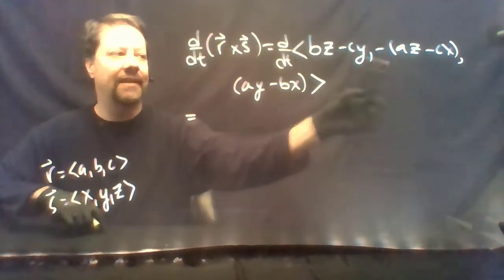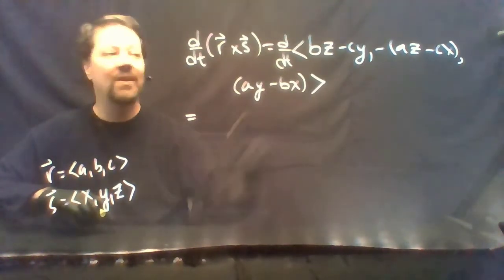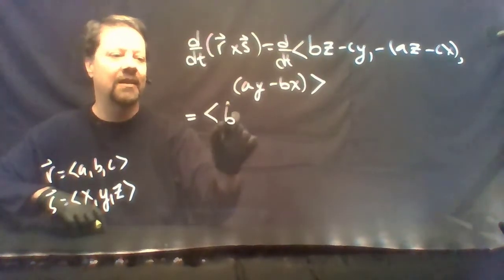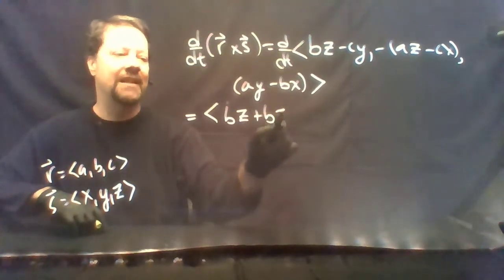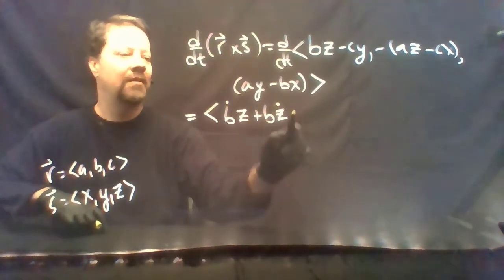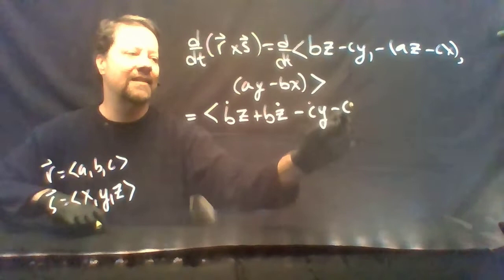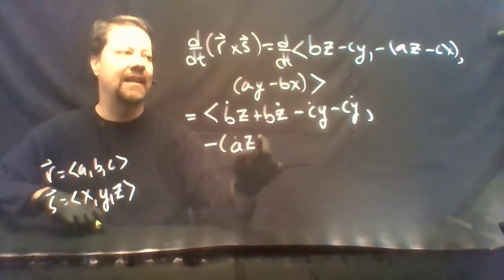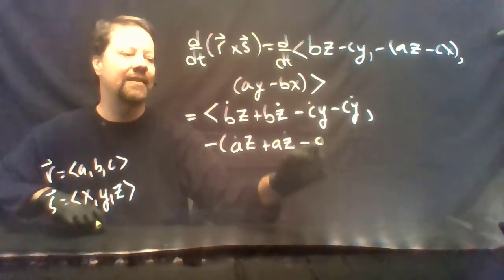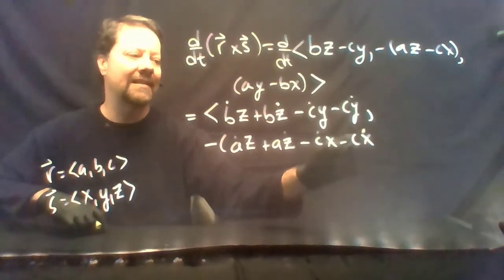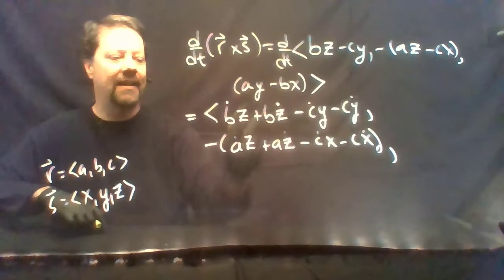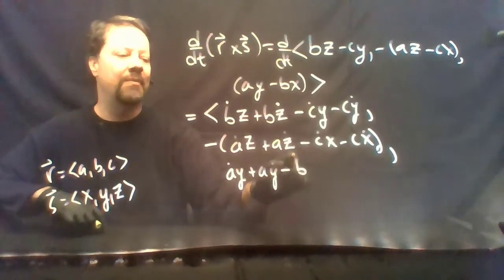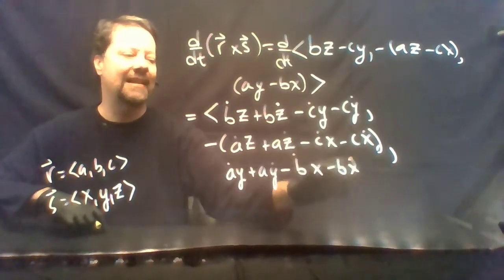The derivative can be calculated coordinate-wise. So, on the first coordinate, we require two product rules. That's going to be b dot z plus b z dot, minus c dot y minus c y dot, and then minus a dot z plus a z dot minus c dot x minus c x dot, and then a dot y plus a y dot minus b dot x minus b x dot.